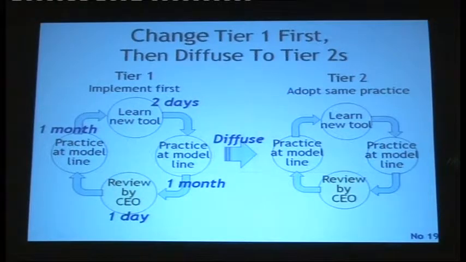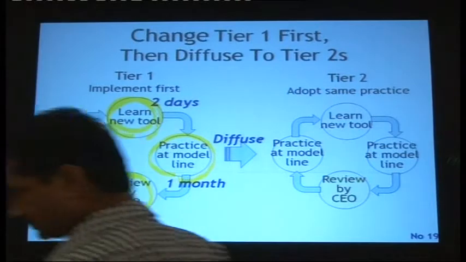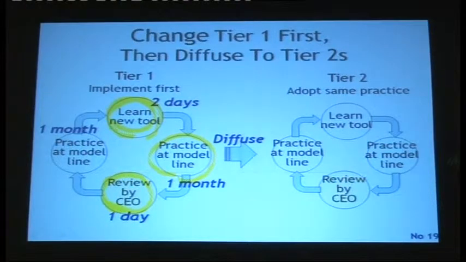These are the details of one module. First, tier ones learn new tools. In the classroom, we will spend around 2 days. Then after that, they will implement at their model lines for 1 month. Then after 1 month, the CEO will make a review for 1 day. Then after the CEO review, again they will implement additional practice. So roughly 2 months will be spent for one module.